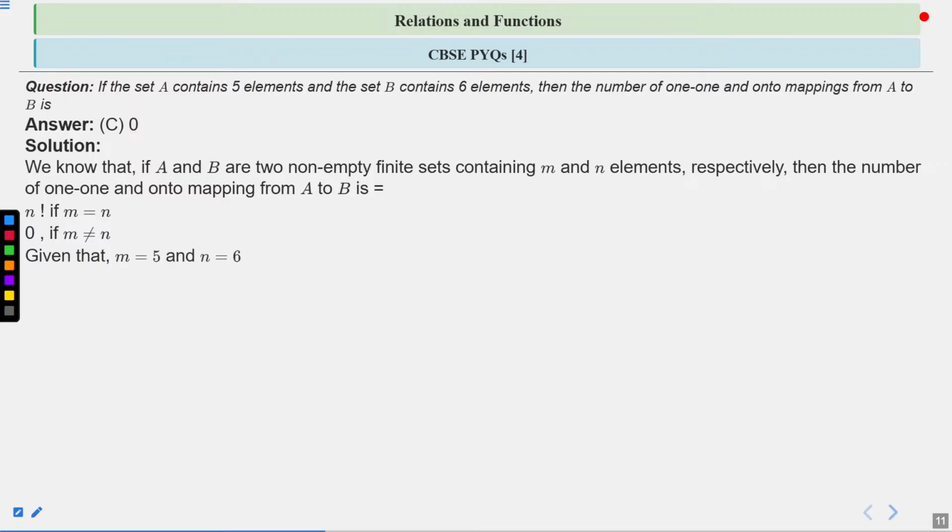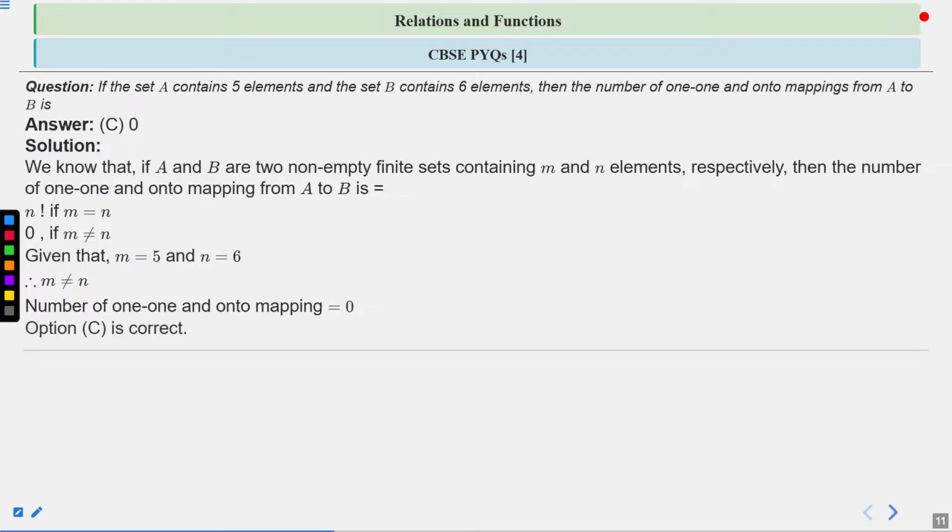Given that, here you can say that m is equal to 5 because set A has 5 elements and set B has 6 elements, right? So m is not equal to n here. Therefore, the number of one-one and onto mappings is equal to 0. Therefore option C is the correct answer. Okay, let us move to the next question.